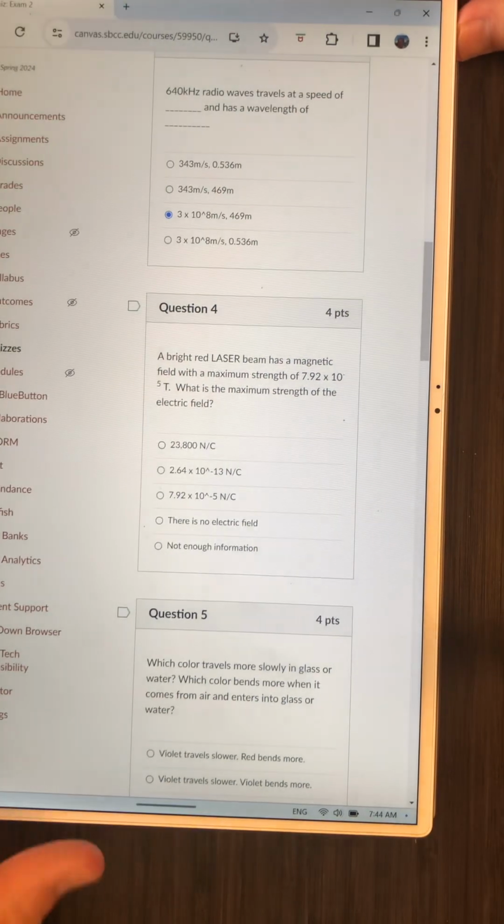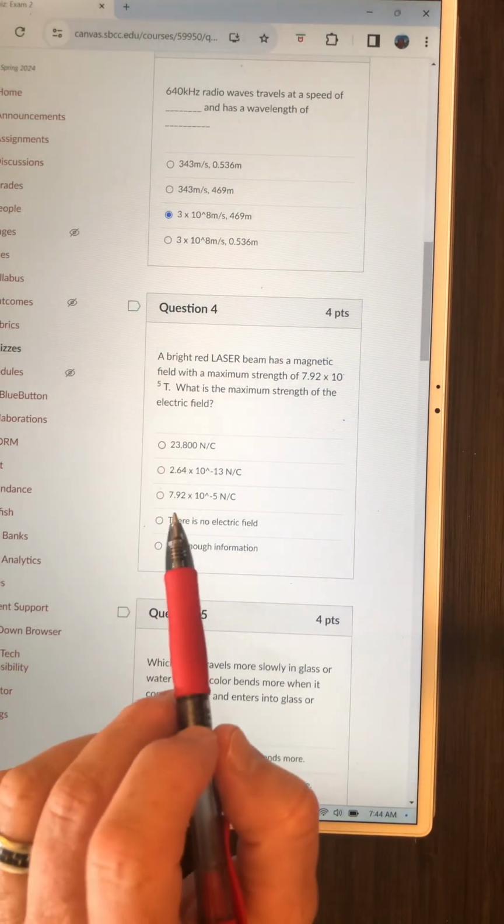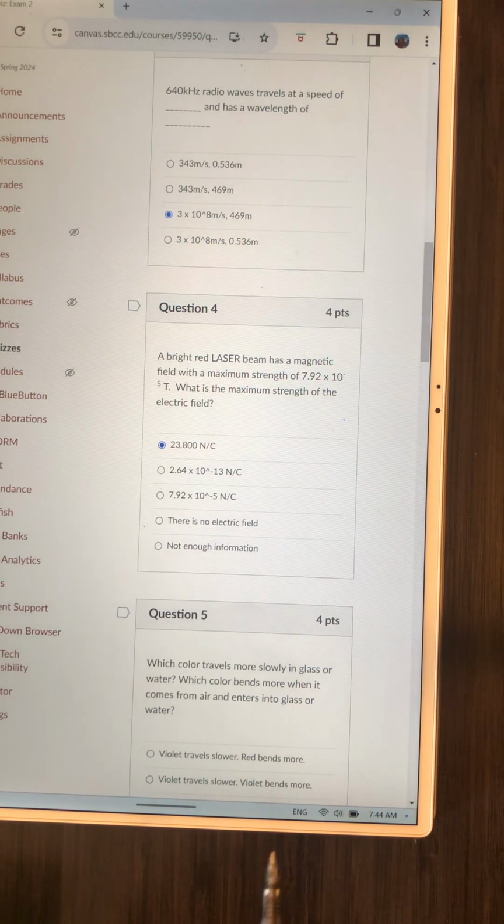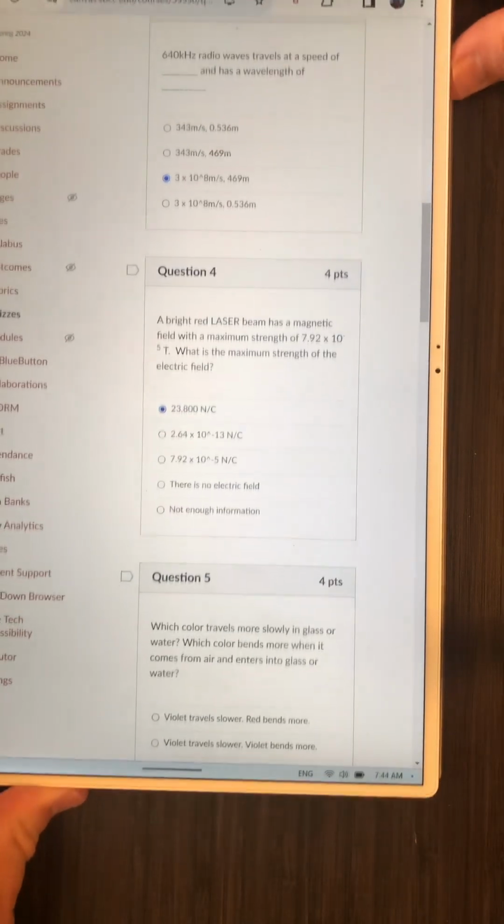Number 4. And so question 4 here, do we have that answer? Yeah, right there, 23.8. So I guess number 4 would be A, or 23,800 newtons per coulomb. Nice.